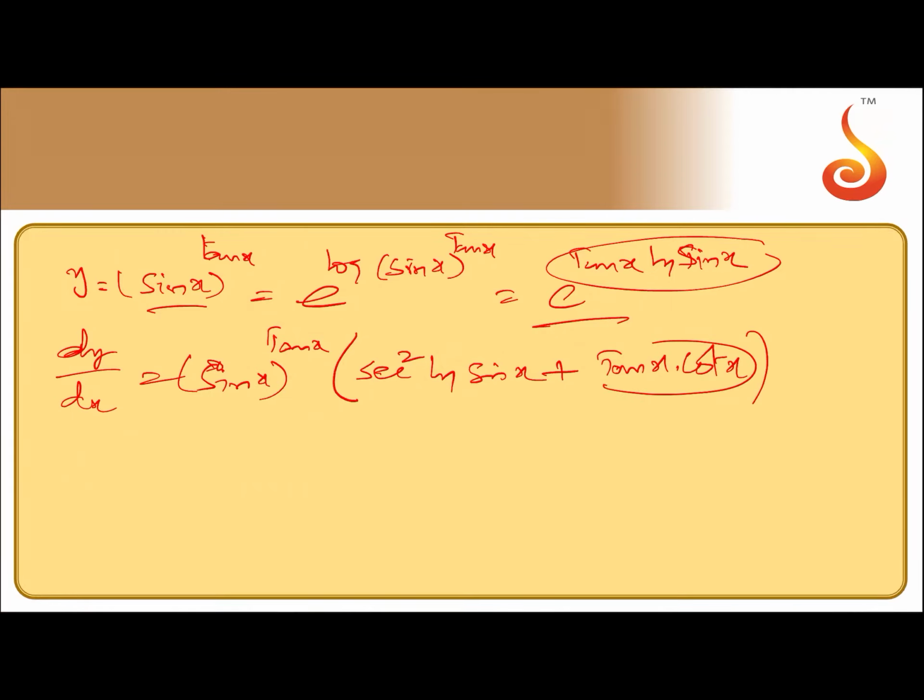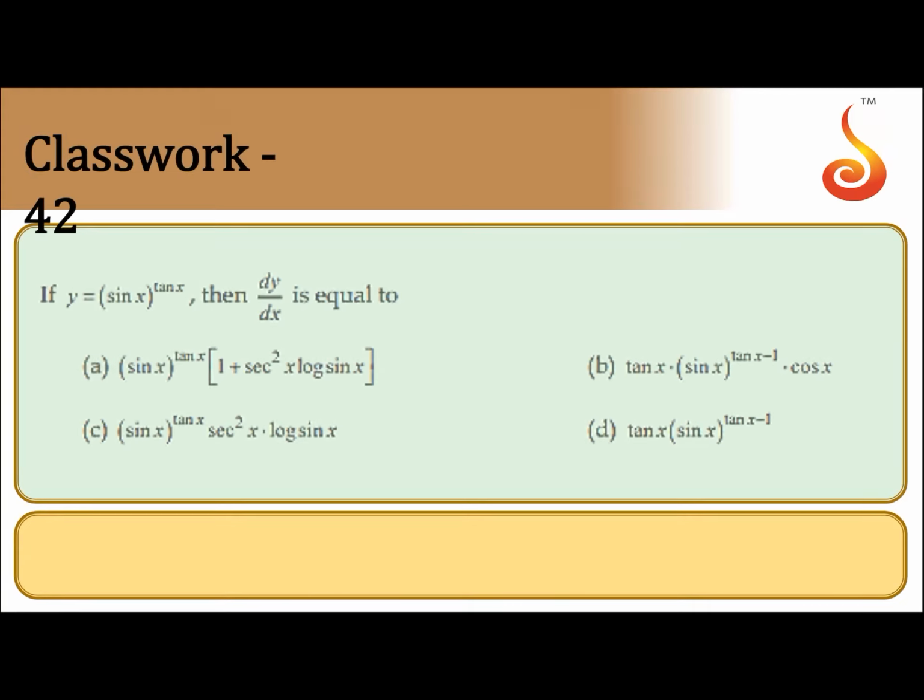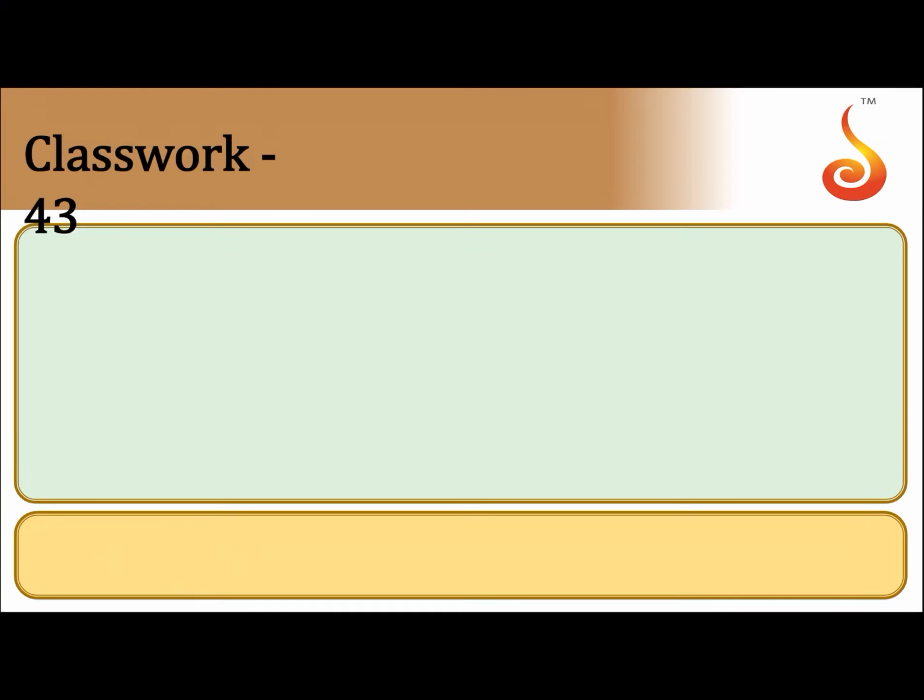1 by sine x into cot. Tan x into cot x will become 1. So 1 plus, so secant square x into log sine x. So let us see that. Yes, 1 plus secant square x into log sine x is the first option as answer.